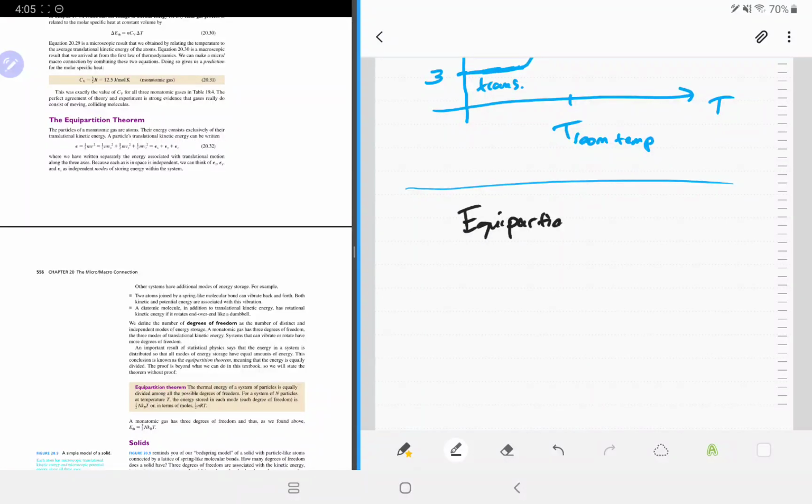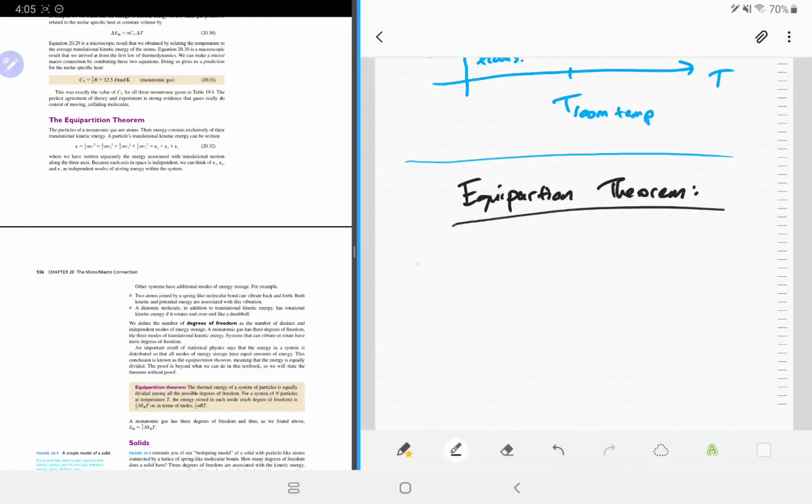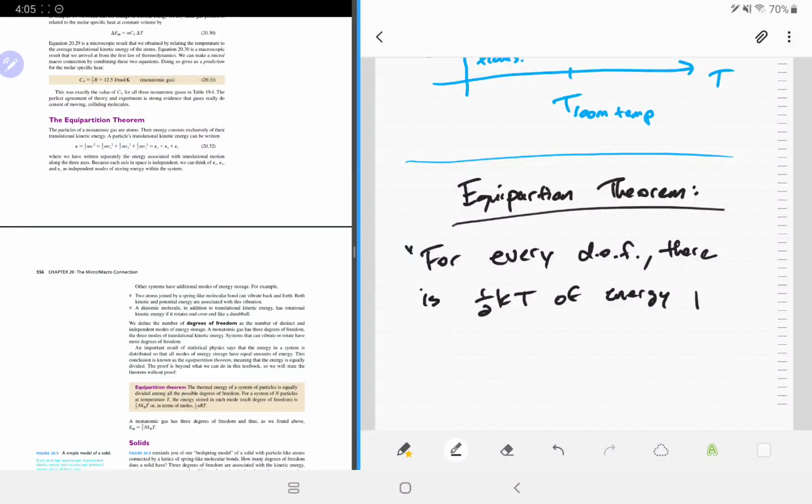Equipartition theorem. And in summary, what this is: for every degree of freedom accessible to a gas, there is 1/2 kT of energy per molecule. So per molecule, per degree of freedom, there's 1/2 kT of thermal energy. Should probably insert the word thermal. Okay, this is an extremely powerful statement.